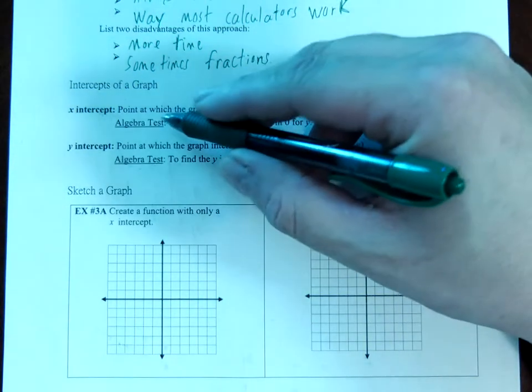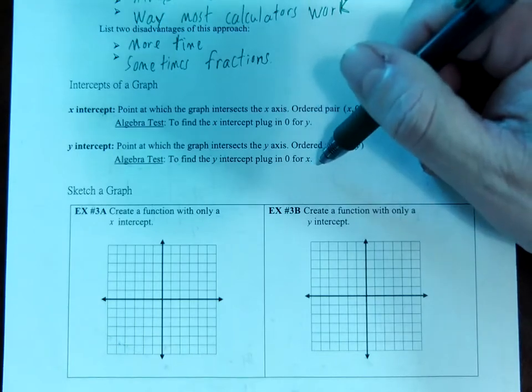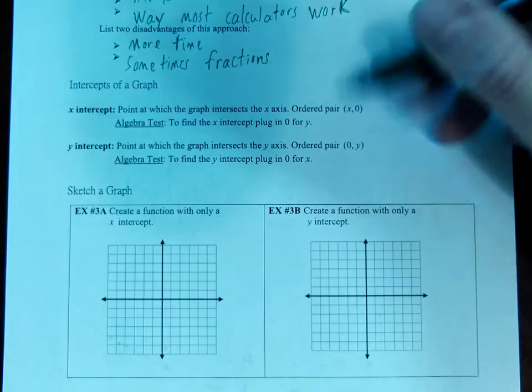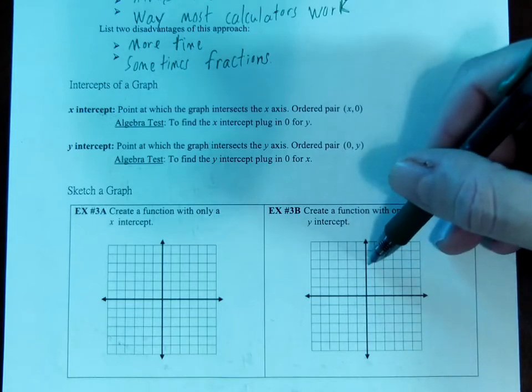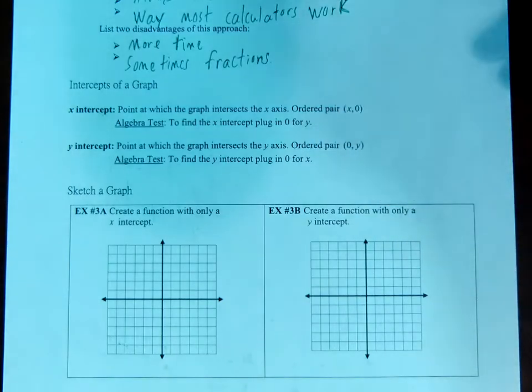To find an x-intercept, you put 0 in for y. And the opposite is true for the y-intercept. For example, 0 comma 3 would be up 3: 0, 1, 2, 3. And you would plug in 0 for x to find that.